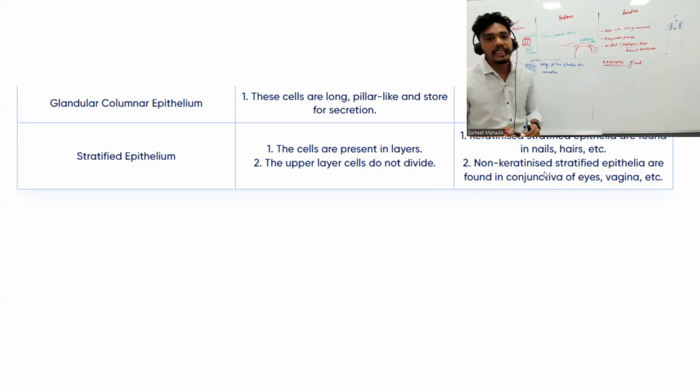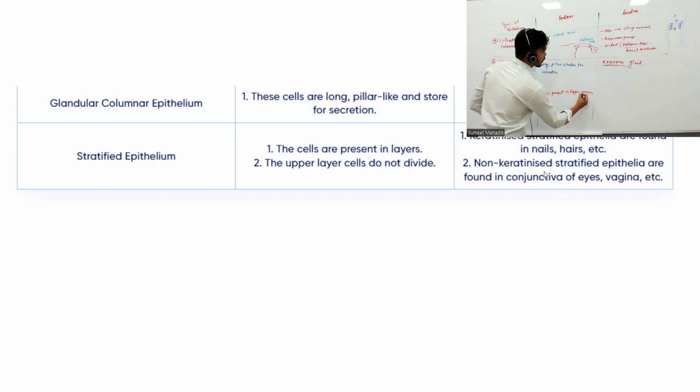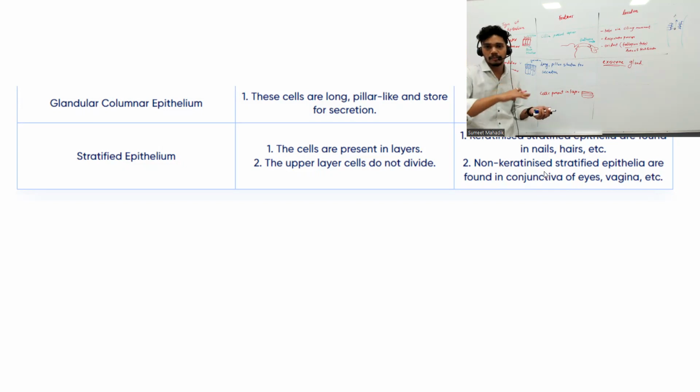Okay, and the last one, stratified epithelium. Sixth one is what? A stratified epithelium. What is stratified? The cells are present in layers. Like this. They will be in layers. To form a cake, if you want to make a cake, the cream has to be in layers. We have to give the layers of the cream.